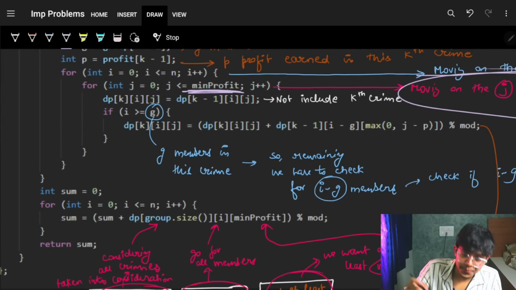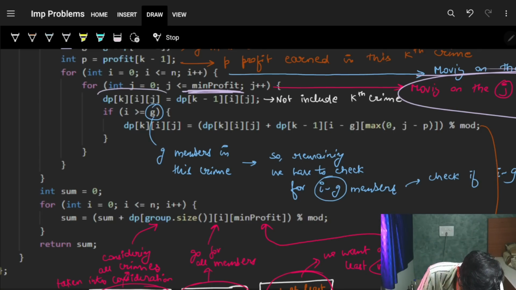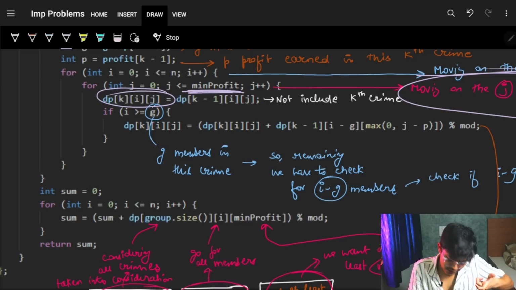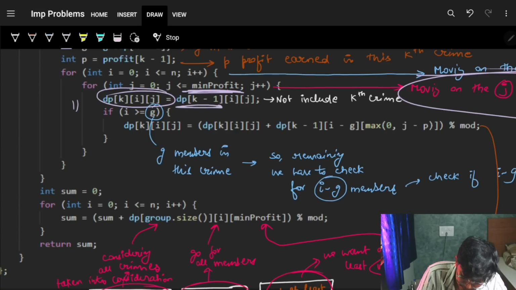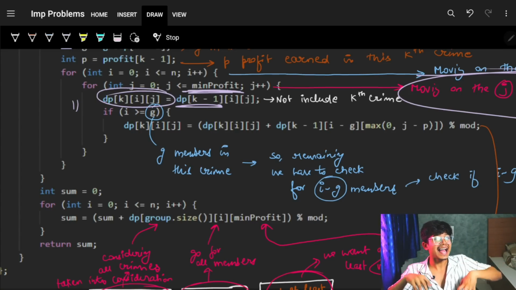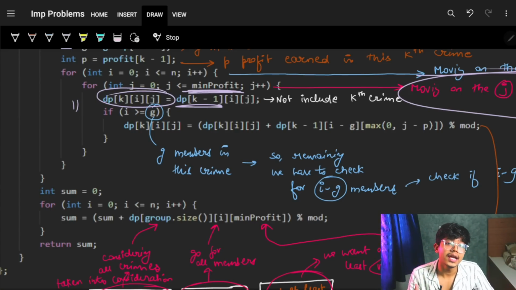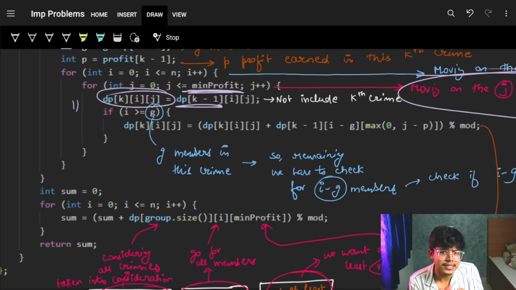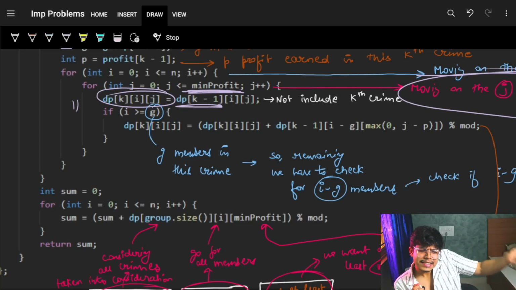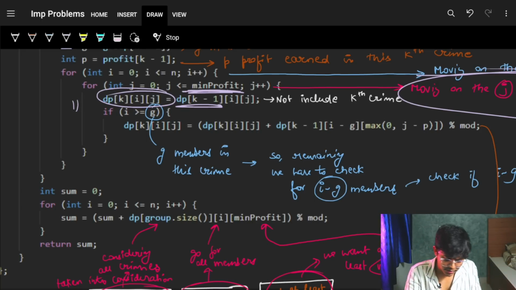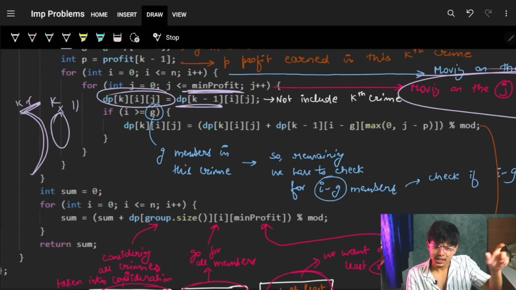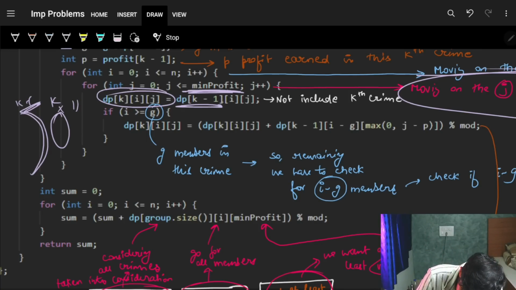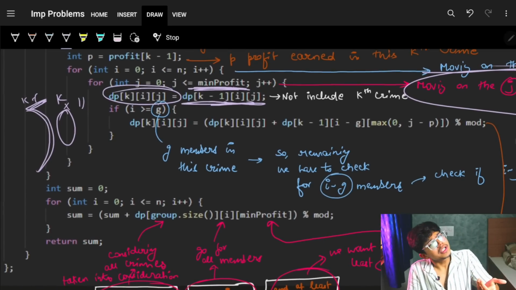Firstly, one option is to not include that crime, which means my new state, DP of K, I and J, is nothing but DP of K minus 1, which means I have not included the kth crime. So the number of values will be exactly the same as for the last crime itself, because I am standing here, I have not included this crime at all. Whatsoever value I have got so far from K minus 1, it's exactly the same. I have not included the crime.